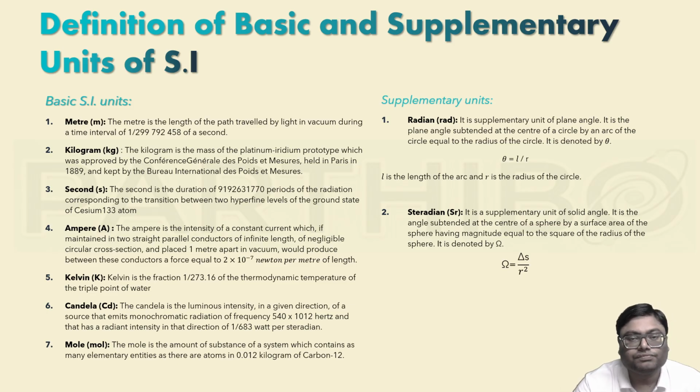So now the definition of basic and supplementary units of SI. Normally in SI, the unit of length is meter. How do we define meter? The meter is the length of the path traveled by light in vacuum during a time interval of 1 by 299,792,458 of a second. Actually, before this, a particular 1 meter length stick was preserved in a European museum, and that was taken as the standard 1 meter.